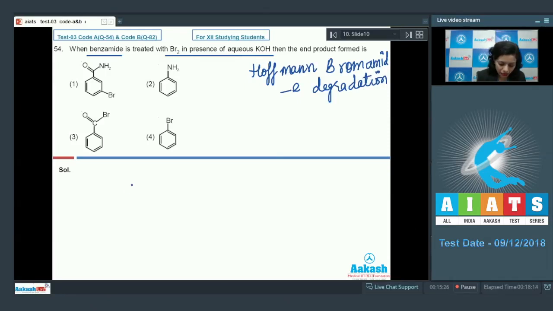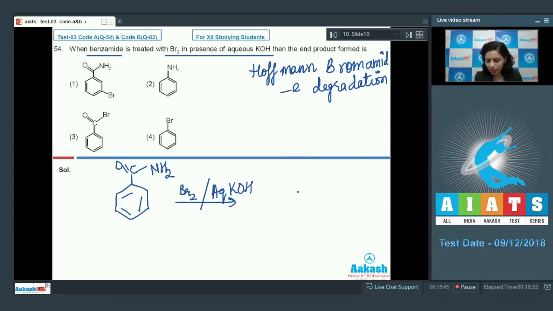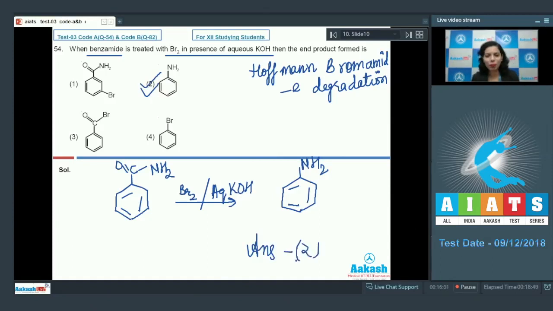So we have benzamide first, that is CONH2 on a benzene ring. Now this is benzamide, and what you are doing here is just treating it with bromine in the presence of aqueous KOH, and then the final product we are talking about would be aniline. That's an amine. And let's choose where it is given. It is given in option 2. And that's why the answer for our question is also option 2. I hope this question is clear to you. Let's move on to the next question.